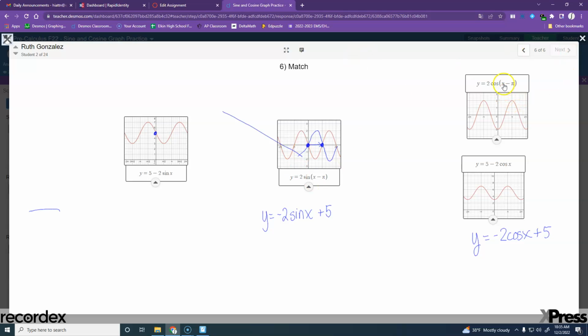And then this would be cosine. Cosine normally would have a maximum right here. So you'd have to shift it to the right pi as well on this one. This one has been shifted right pi. So those two go together.